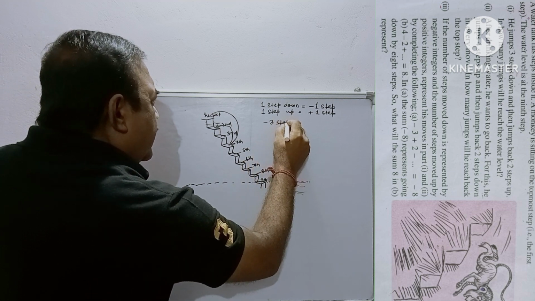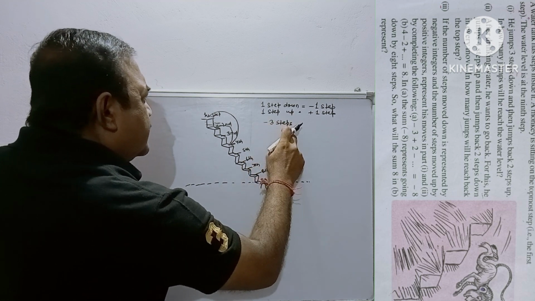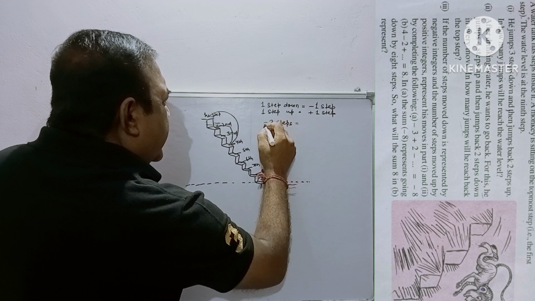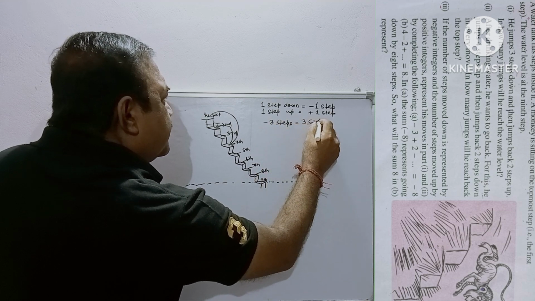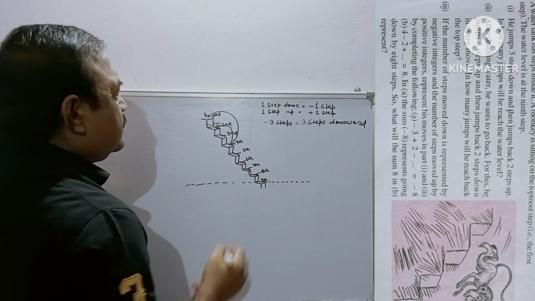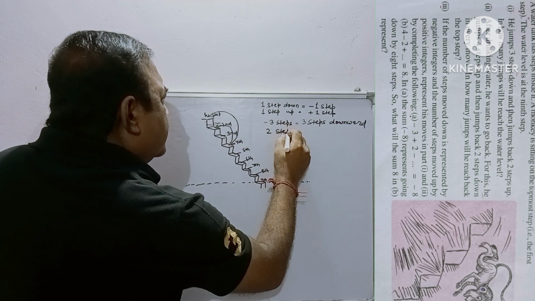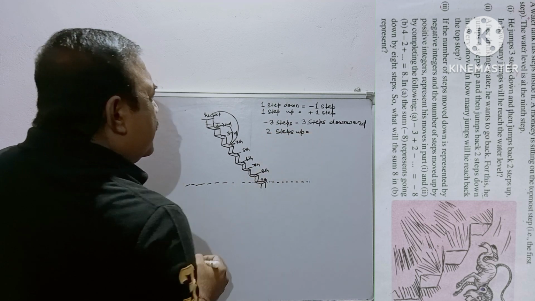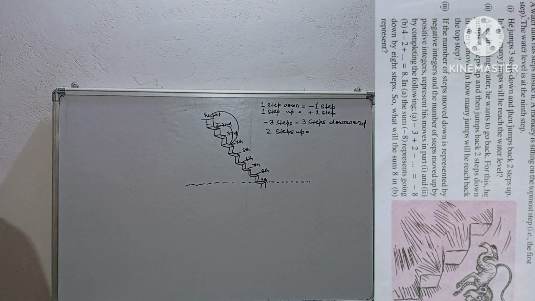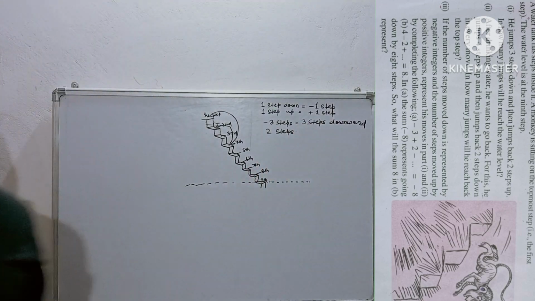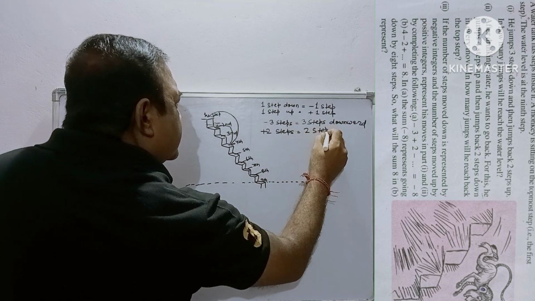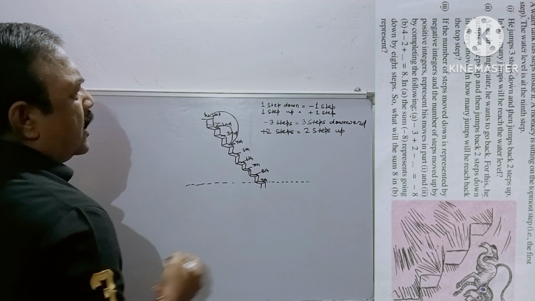If you can write, you first understand minus 3 steps because 3 steps downward. -3 steps means 3 steps downward or down. 2 steps up. Okay? That means we can write here plus 2 steps because that is 2 steps up or upward.